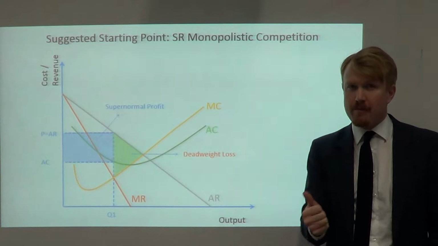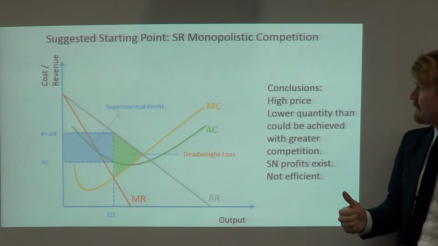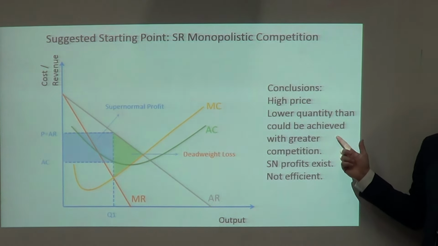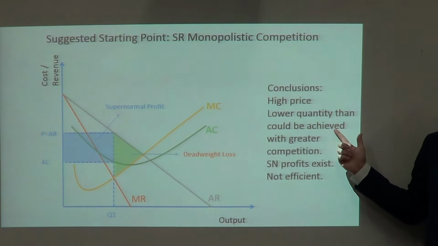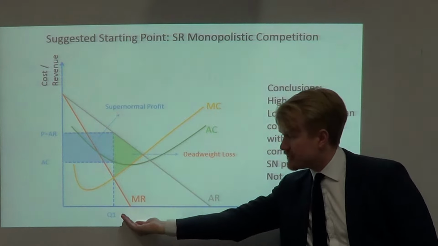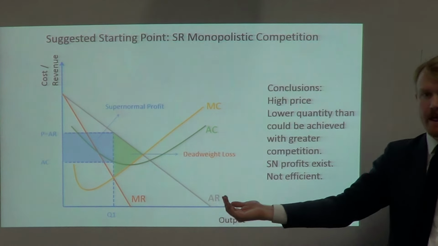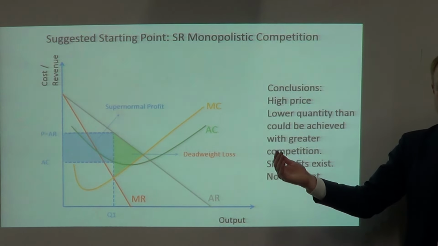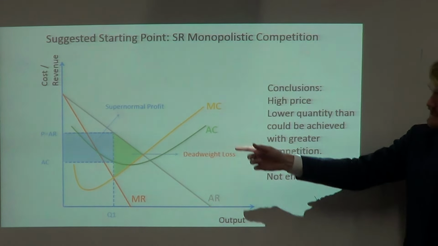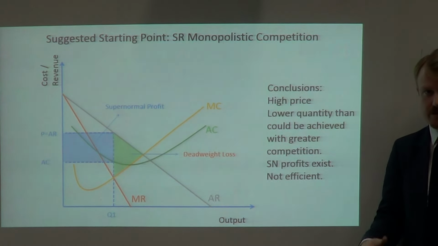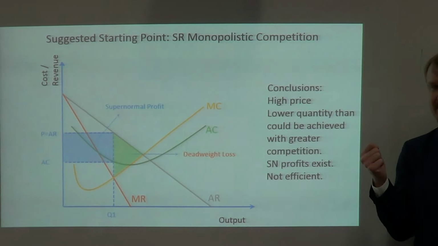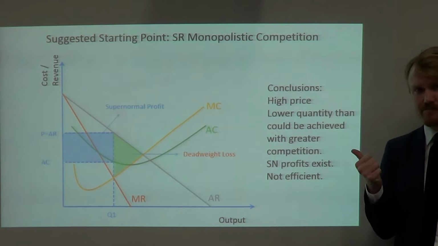So remember, we want to be focusing on our analysis here. So the conclusions are, we've got a high price, there's lower quantity than could be achieved with greater competition. With greater competition, this quantity would be coming out a bit. Supernormal profits do exist, as you would want to demonstrate there, and actually put that in your diagram. And also say that this is not efficient. This is not allocatively efficient. This is not productively efficient.